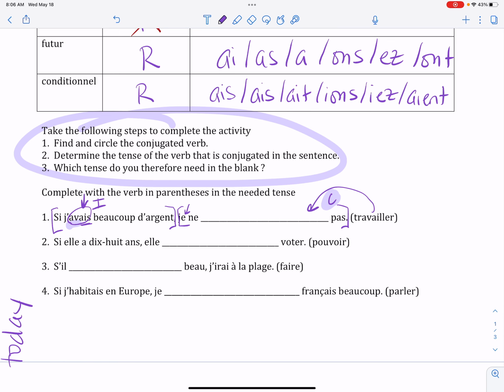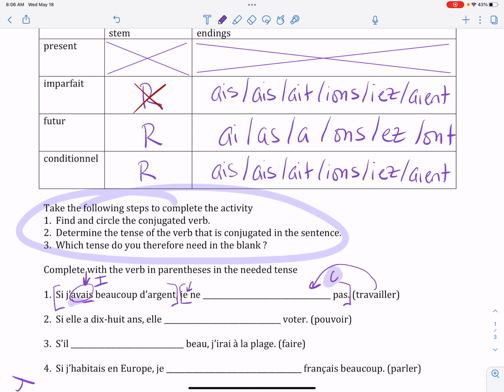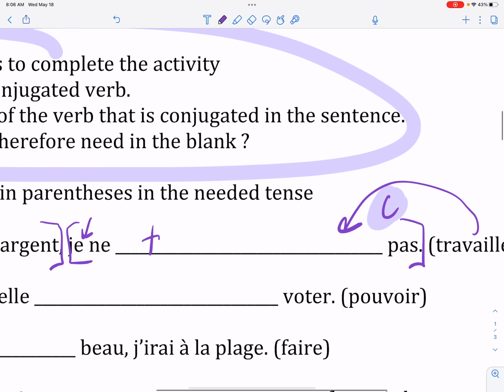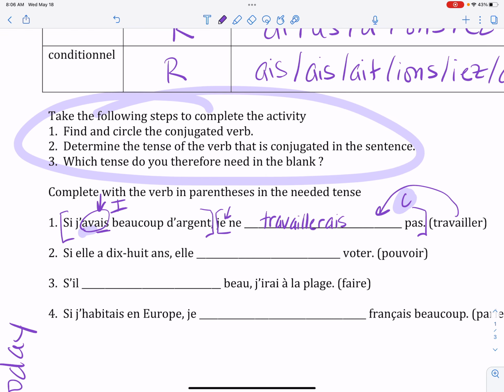So then travailler, we know that for the conditional we need a stem that ends in R, and then we need the AIS ending. Well, this is not one of our irregular stems. So to get the stem that ends in R, we're going to use the whole infinitive. And then our ending for the conditional is AIS. So travaillerais.